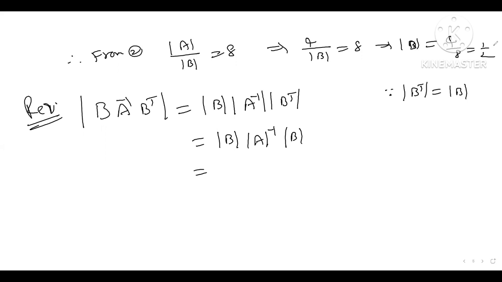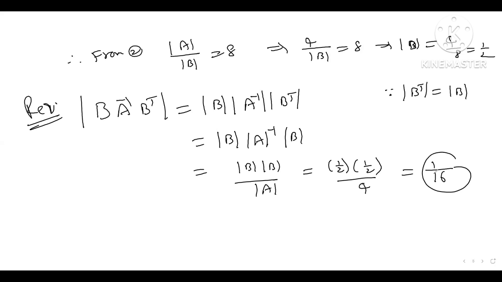Here delta B value we have already got, 1 by 2. So delta B into delta B by delta of A. The delta B value is 1 by 2 into 1 by 2 by delta of A value 4. What we get here? 2 2 is 4, 4 4 is 16. 1 by 16 is the answer.